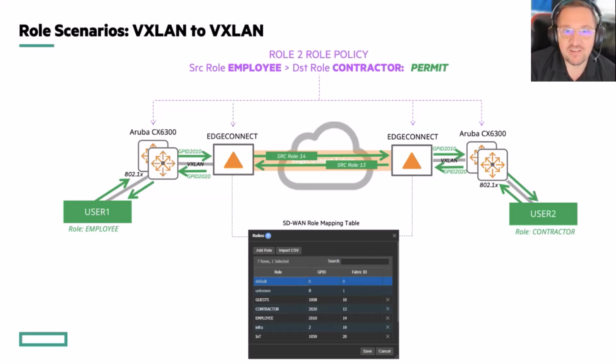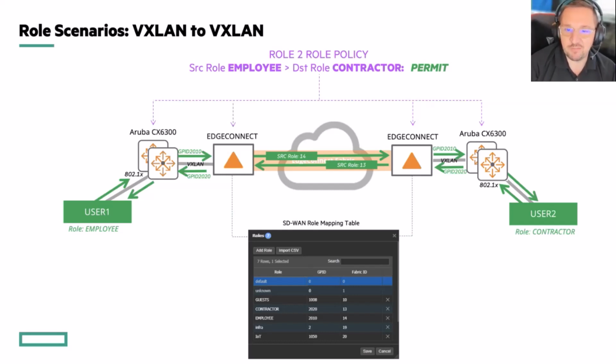Why this is important is that you could be in Central, you could be in the EdgeConnect orchestrator, you could be in any system really, and you say a very simple primitive thing: I want to allow employee to talk to contractor. That's it. Employee can talk to contractor, permit. I'm not talking about proprietary constructs. All of the Aruba products understand this language of roles.